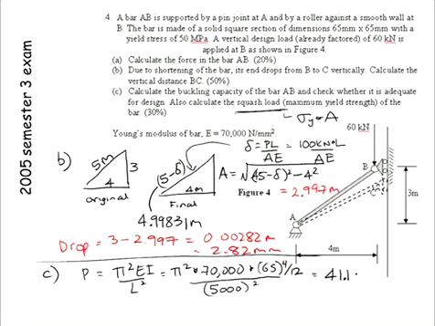I just want to get my units correct. That would be by 10 to the 3 newtons, which is 41.1 kilonewtons, which is less than the acting 100 kilonewtons, so therefore it would fail in buckling.